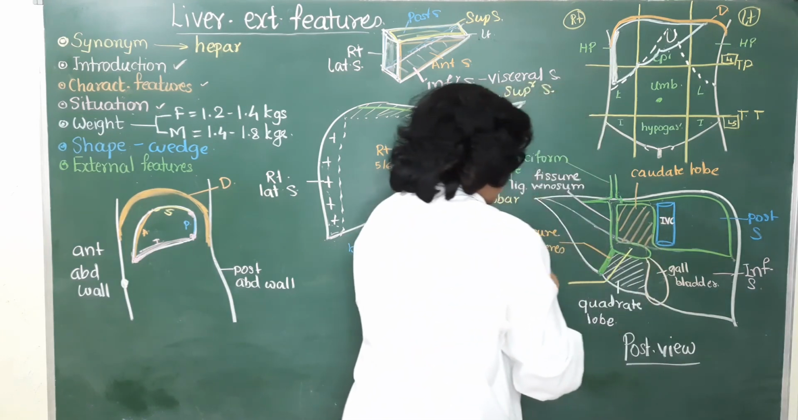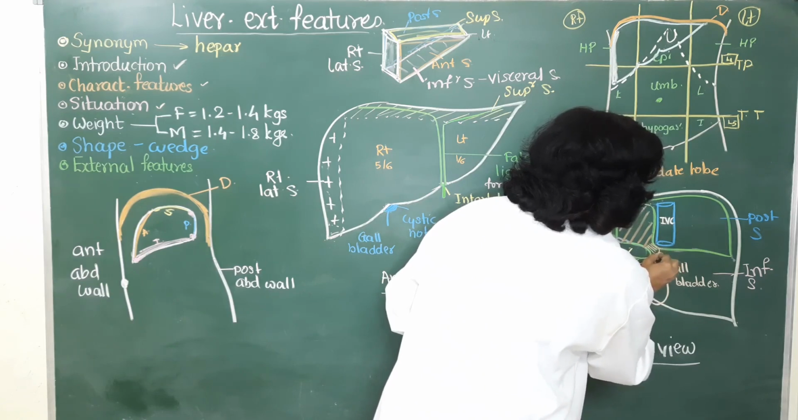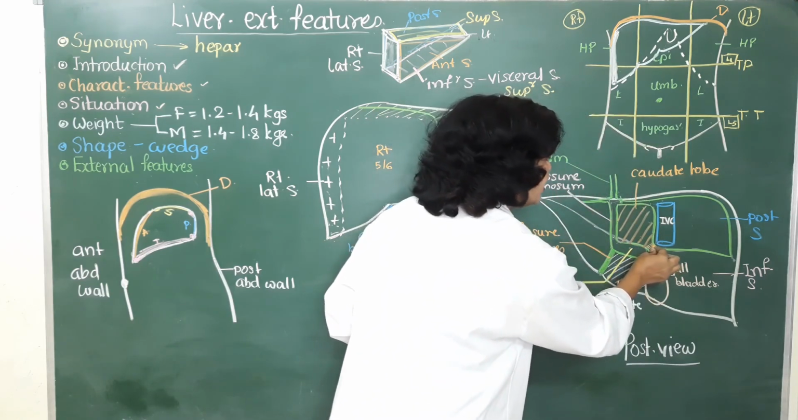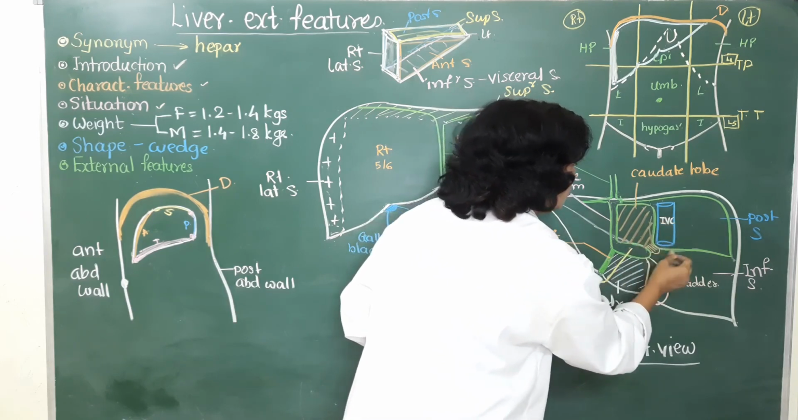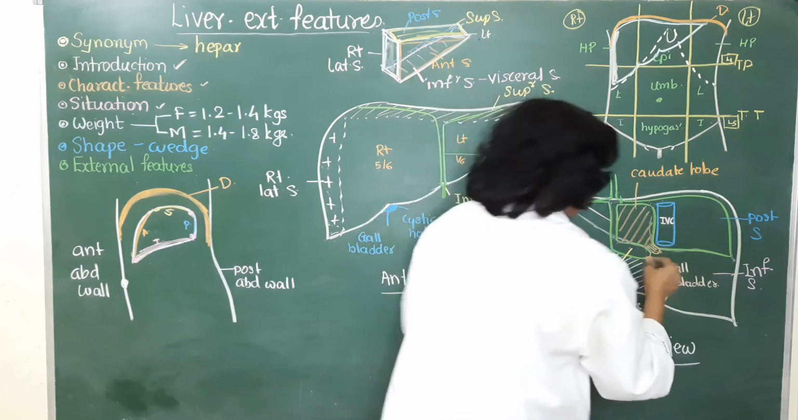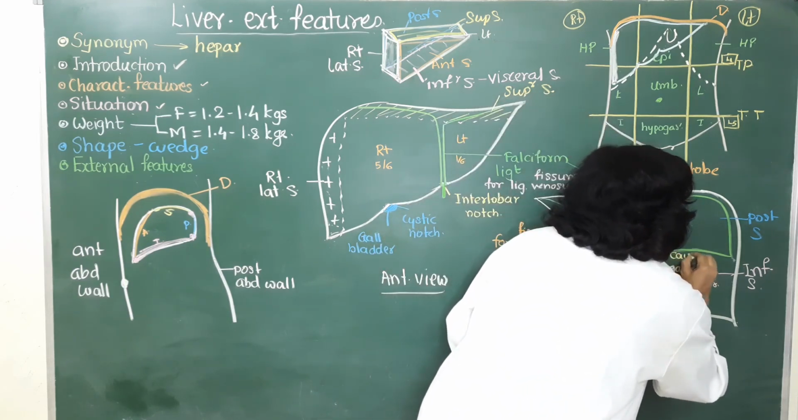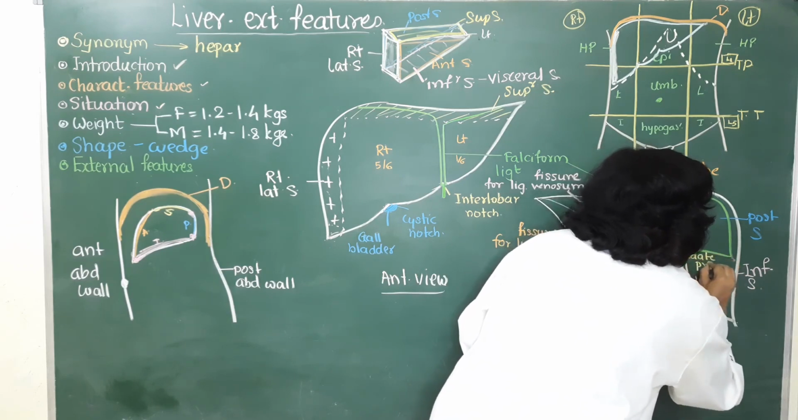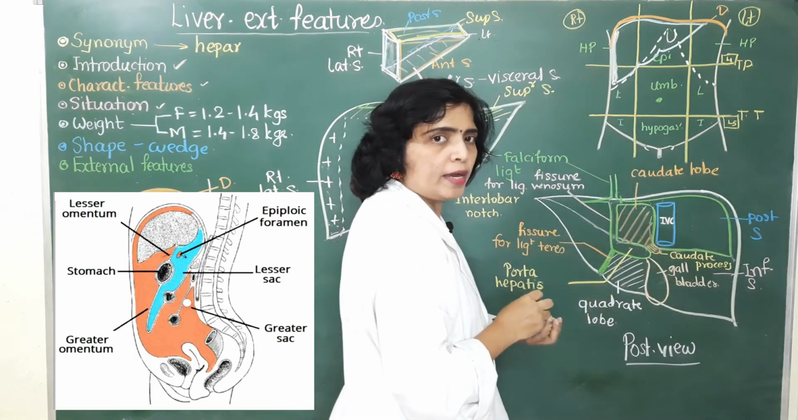This caudate lobe shows the tail-like process which extends to the right side from its lower end. It lies at the junction of the lower end of caudate lobe and the right margin of the caudate lobe. This tail-like process is referred to as the caudate process of liver. This caudate process of liver forms the roof of epiploic foramen.